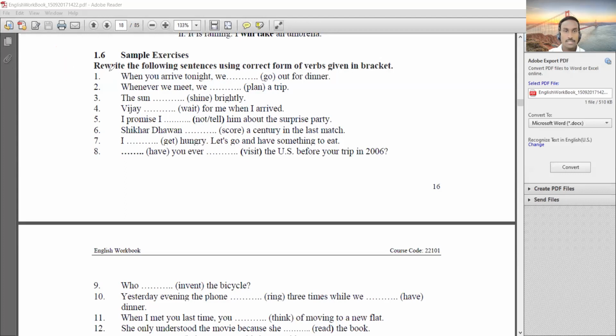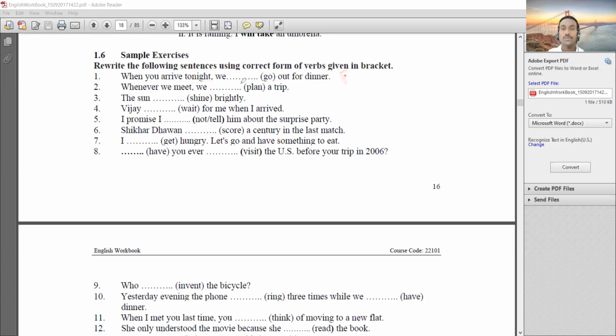First of all, the question says, rewrite the following sentences using the correct form of verbs. The first sentence says, when you arrive tonight, we, blank in bracket, go out for dinner. We will go. Here, from tonight you can easily understand what tense to use. Tonight means the upcoming night, today's night, so it is future. Here you use simple future.